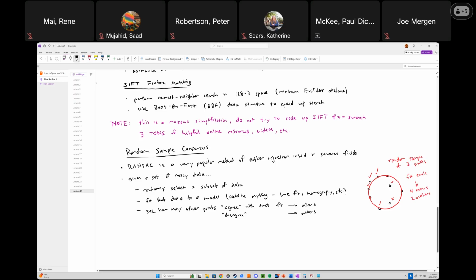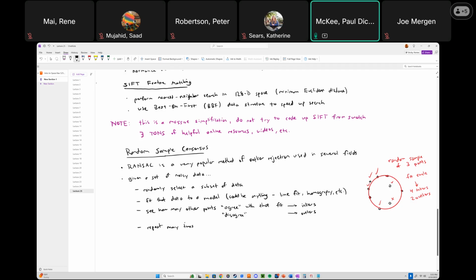Okay, what we would do then is we would repeat this a bunch of times. So repeat many times, and just keep track: what random sample gave me the most inliers? And this many times is a tuning parameter. You get to decide how many we try, because at some point you've got to give up. And what we do is we move forward with the random sample that gave the most inliers.